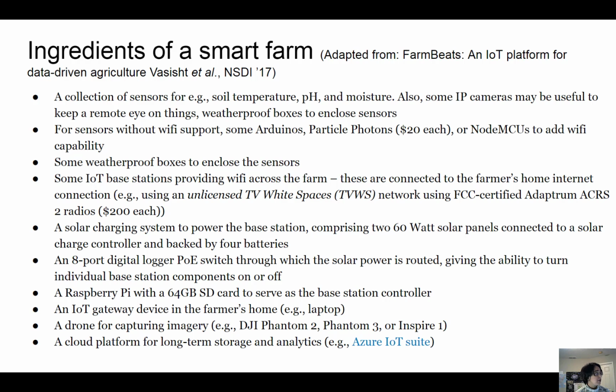So the ingredients of a smart farm, right? This is from the FarmBeats paper from NSDI 2017. FarmBeats is an IoT platform for data-driven agriculture. This was motivated by the large number of data streams from ubiquitous and oftentimes inexpensive sensors that are deployed in the farm for things such as soil moisture, pH, etc. Then you have networking using LoRa and BLE. And then you also have the cloud platform for long-term storage and analytics. So this is at a high level what an IoT platform for digital agriculture will look like.